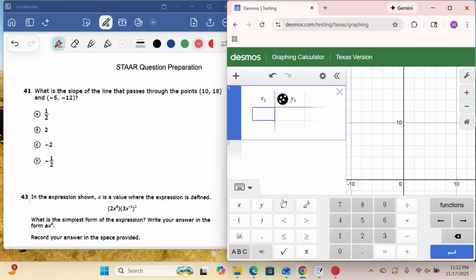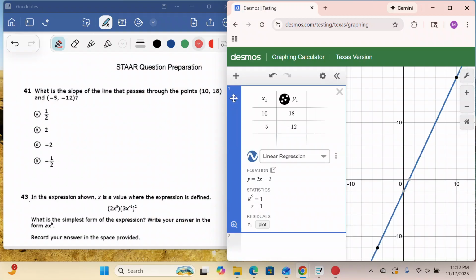I'm going to put 10, 18. And then on the x and the y, I'm going to put negative 5, negative 12. Little too extra there, only one negative 5, and negative 12. I'm going to add regression. It's a linear, and there it is.